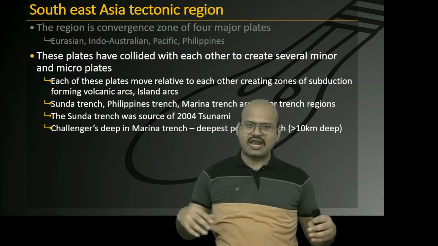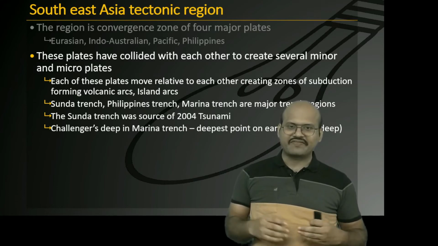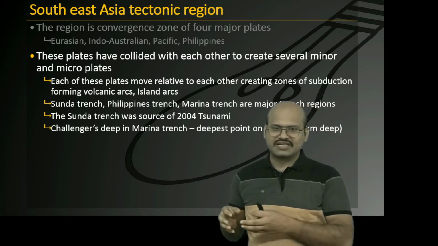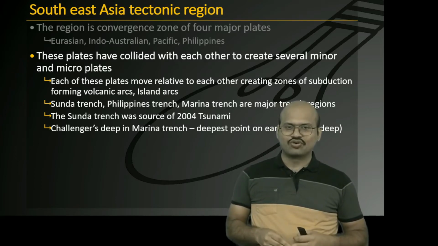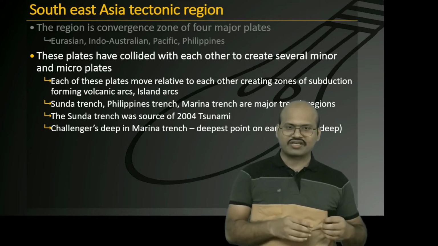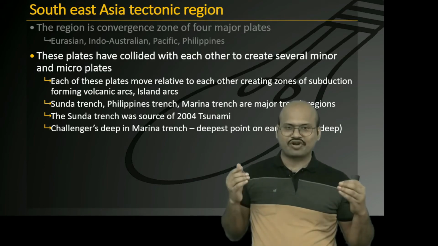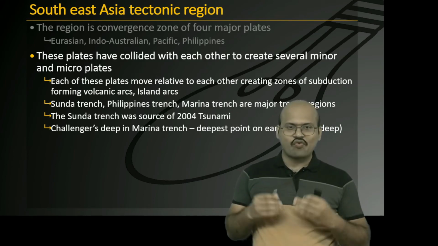So there are a large number of minor and micro plates. Each of these plates has tectonic boundaries. Because there are so many plates, there are so many tectonic boundaries, and these tectonic boundaries are zones of seismic activity and volcanism. Now in this region there are a large number of oceanic plates as well. So when these oceanic plates subduct, they create volcanic mountains.